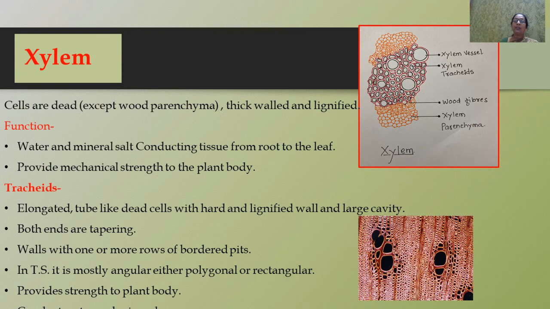The walls of the tracheids have various pits, that is small pores. In transverse section, they are seen as polygonal or rectangular in shape. It provides strength to the plant body.